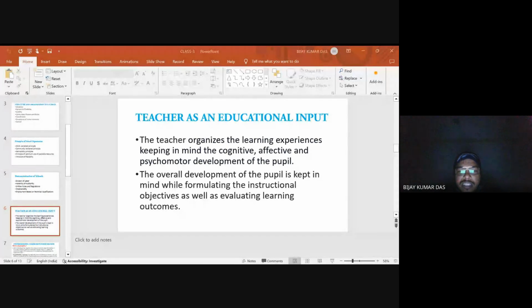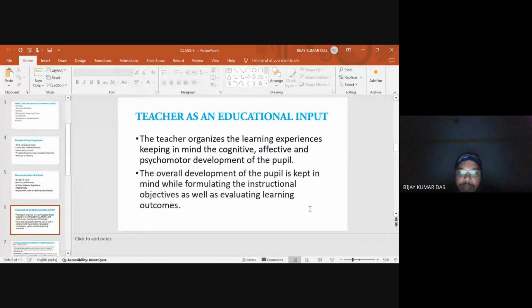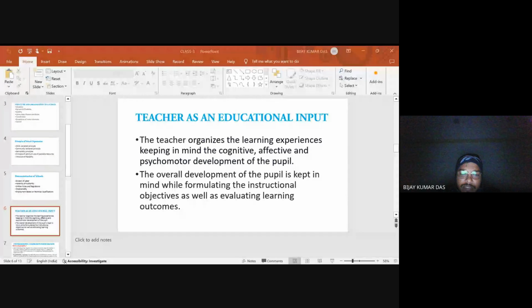Thus, this notion brings in an element of the relationship between teacher and student. Okay. And we can talk about how the teacher organizes the learning experiences, keeping in mind the cognitive, affective, and psychomotor development of the pupil. The overall development of the pupil is kept in mind while formulating the instructional objectives as well as when you are evaluating the learning outcomes. Right?